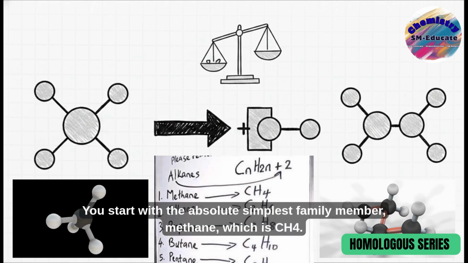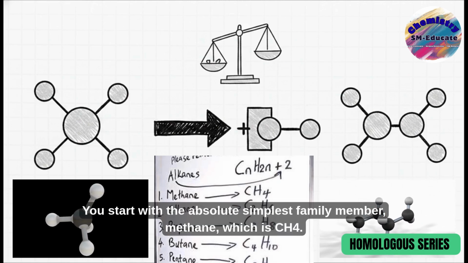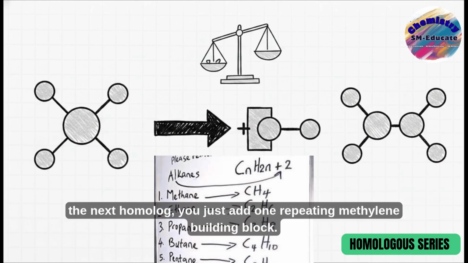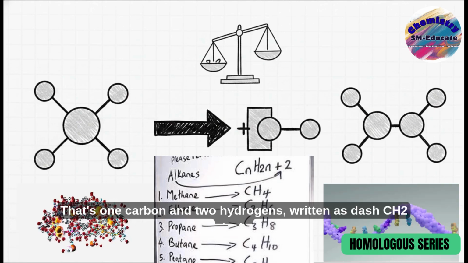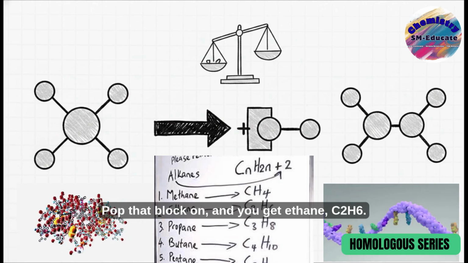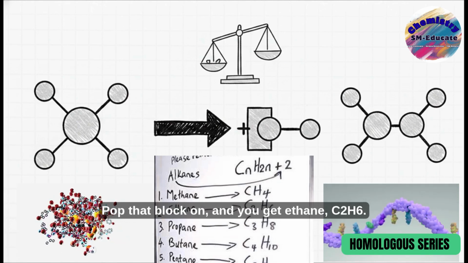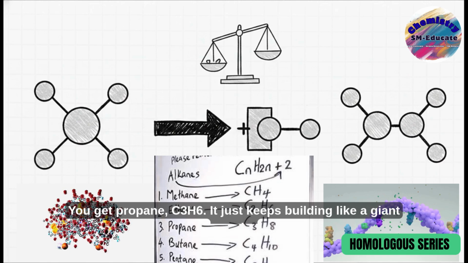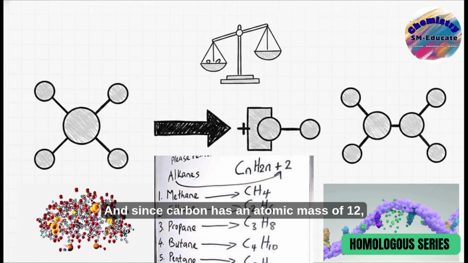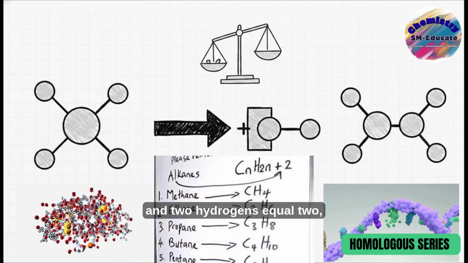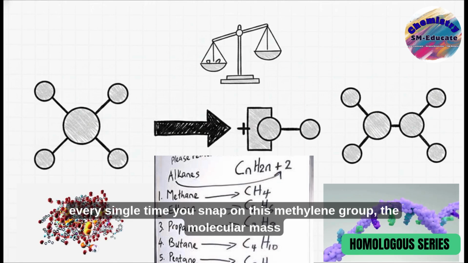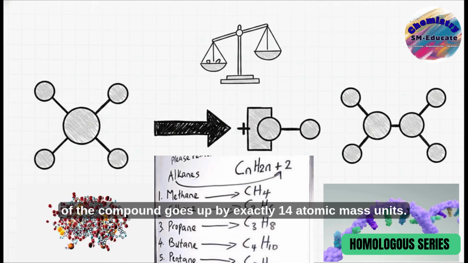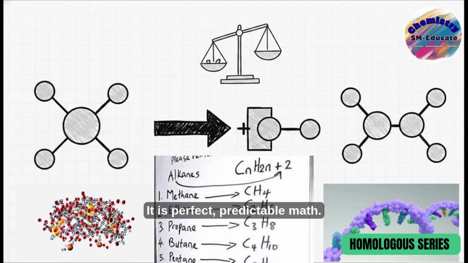You start with the absolute simplest family member, methane, which is CH4. Now, to get to the next sequential sibling, the next homolog, you just add one repeating methylene building block. That's 1 carbon and 2 hydrogens, written as -CH2-. Pop that block on, and you get ethane, C2H6. Add another methylene block to that, bam, you get propane, C3H8. It just keeps building like a giant puzzle. And since carbon has an atomic mass of 12 and 2 hydrogens equal 2, every single time you snap on this methylene group, the molecular mass of the compound goes up by exactly 14 atomic mass units. It is perfect, predictable math.